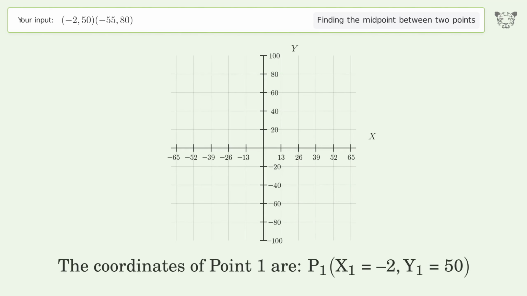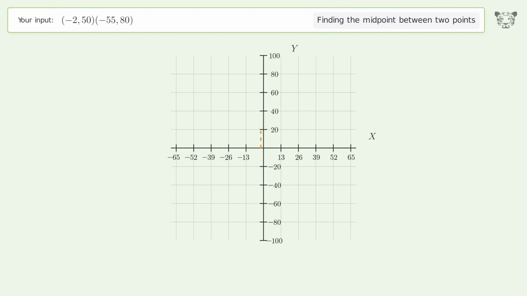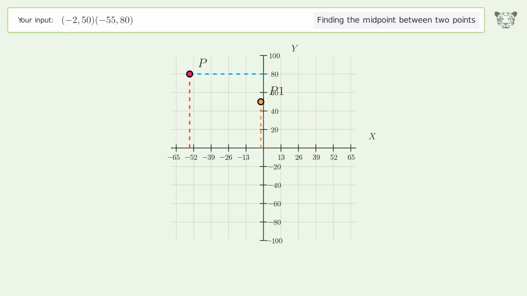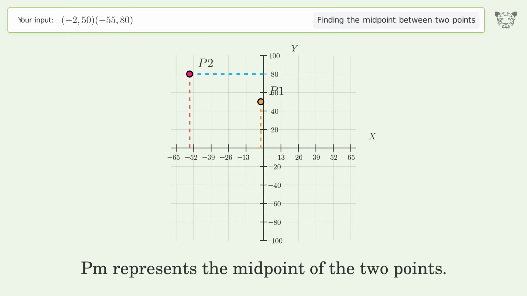The coordinates of point 1 are x1 equals negative 2, y1 equals 50. The coordinates of point 2 are x2 equals negative 55, y2 equals 80. PM represents the midpoint of the 2 points.